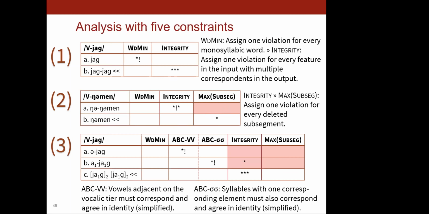Finally, we can motivate the total reduplication of the syllable into the thematic vowel slot by using agreement by correspondence constraints. For illustrative purposes here, I've collapsed these into just 2 constraints. ABCVV, which is agreement by correspondence for 2 vowels that are adjacent on the vocalic tier. Essentially, any 2 vowels that are next to one another have to correspond and agree and be identical. There's also ABC syllable syllable, which states that any 2 syllables that are next to each other that have one corresponding element like a vowel also have to agree and be identical. And so these 2 constraints are what regulate total reduplication in the verb.